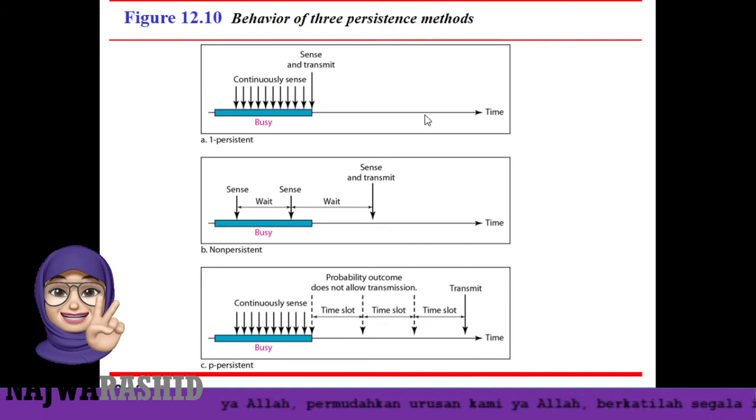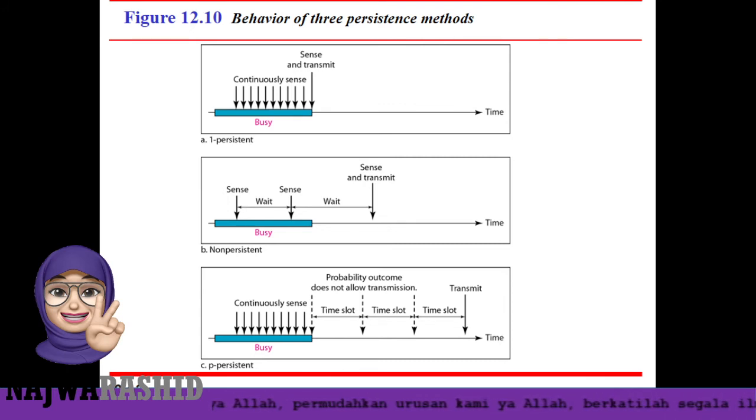For the non-persistent, all the stations will sense the medium or the link or the line first. If busy, it will wait, and after a certain amount of time, it will sense again. Okay, busy, so it waits, and then it transmits the data or the frame.